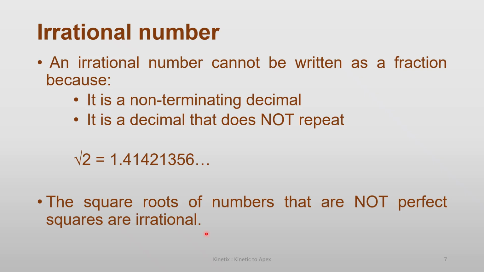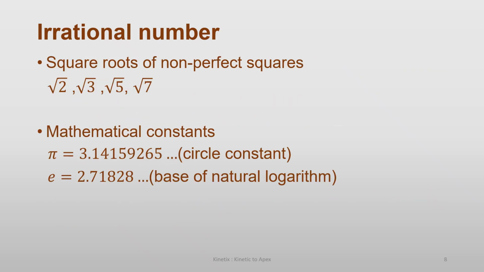Whereas square root of 2, square root of 3, square root of 5, square root of 7, these are not perfect squares. So the square root of numbers that are not perfect squares are irrational. So here we have root 2, root 3, root 5, root 7. These are the irrational numbers.